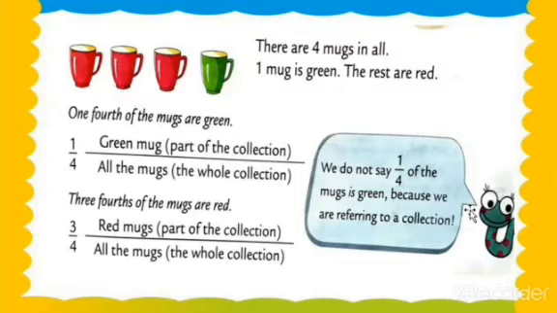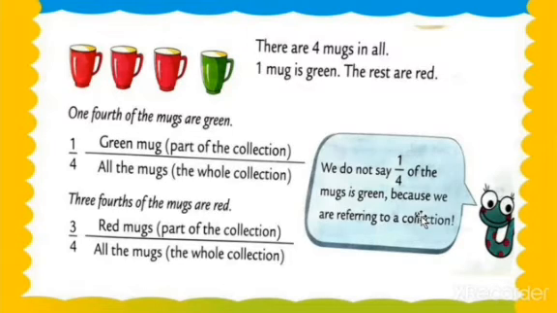So now first of all let's check the instructions. We do not say 1/4 of the mug is green because we are referring to a collection. See this, that is an important point, and you have to keep it in mind and memorize it, my dear students. This note you have to write: we do not say 1/4 of the mug is green because we are referring to a collection. Got my point, my dear students?